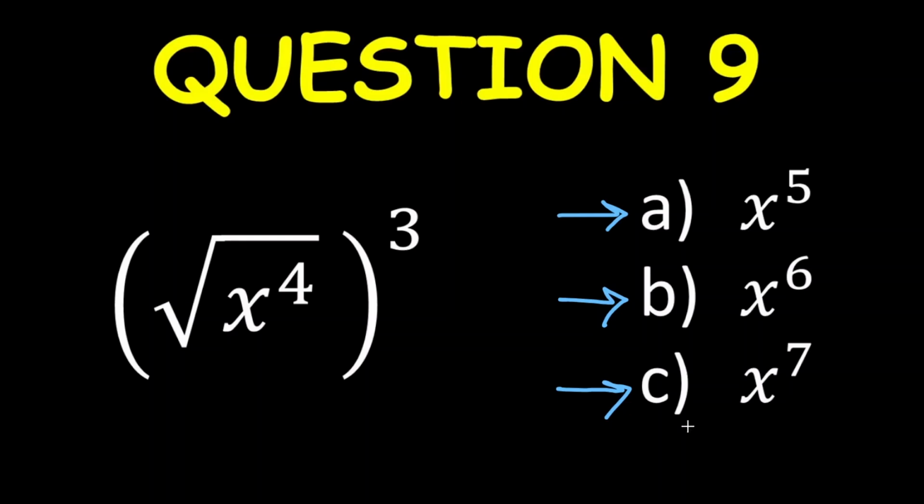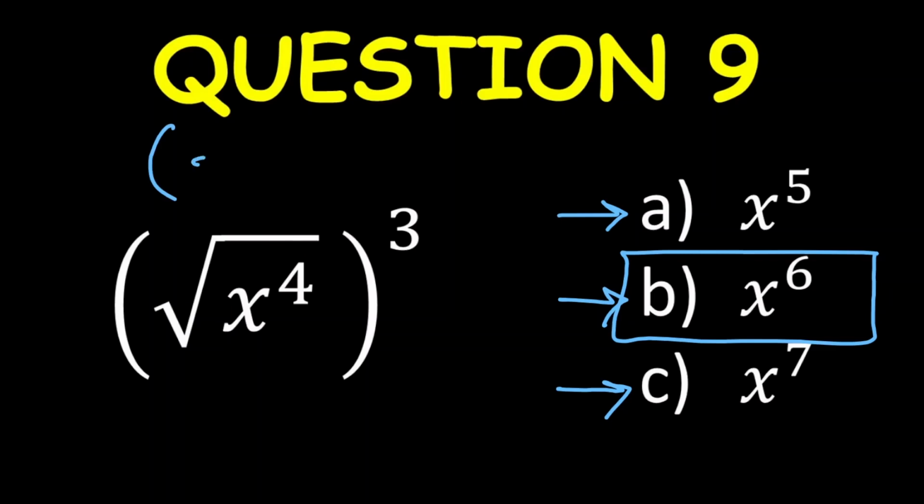Okay, the correct option here is x raised to the power of 6, and let's look at why it is option B. In order to remove square roots when we have an algebraic term like this, according to indices, we can rewrite square root as a power of half. So this is going to be x raised to the power of 4 times 1 over 2. This 1 over 2 is the same thing as the square root.